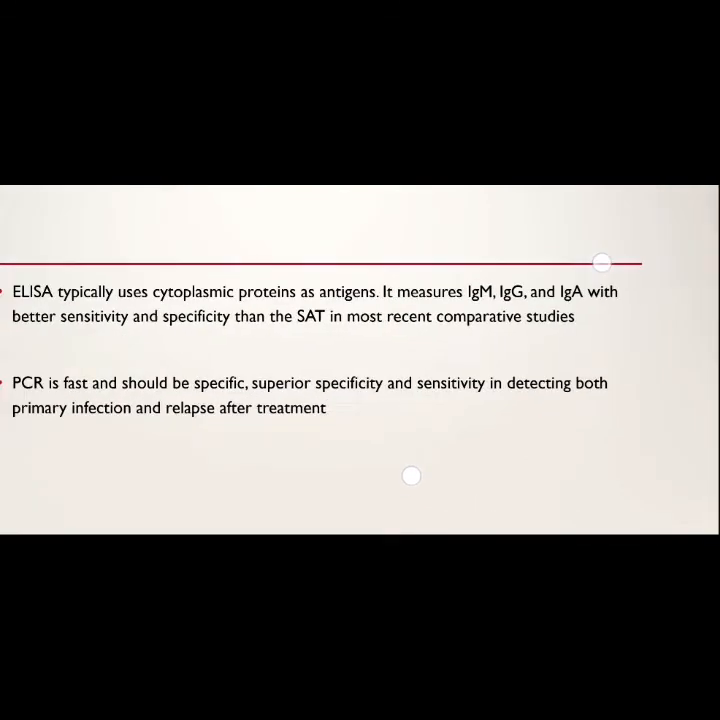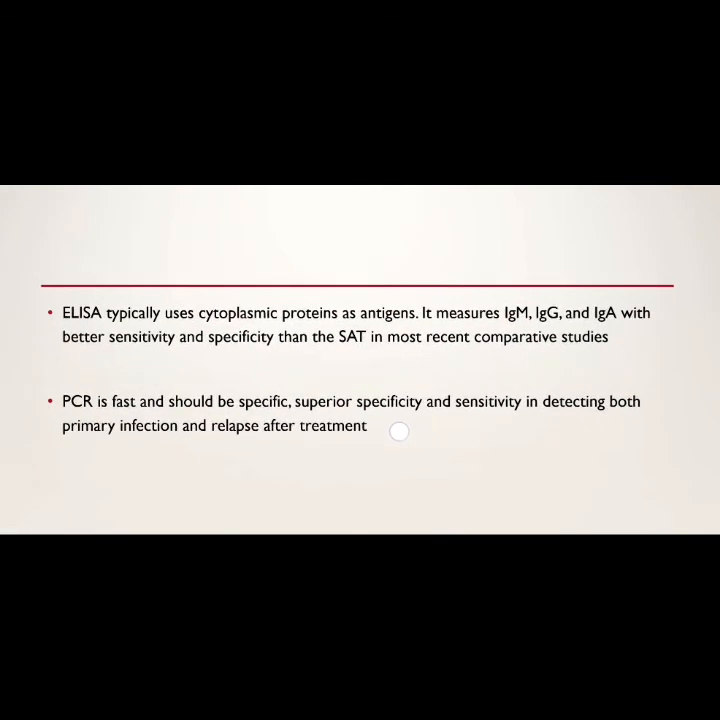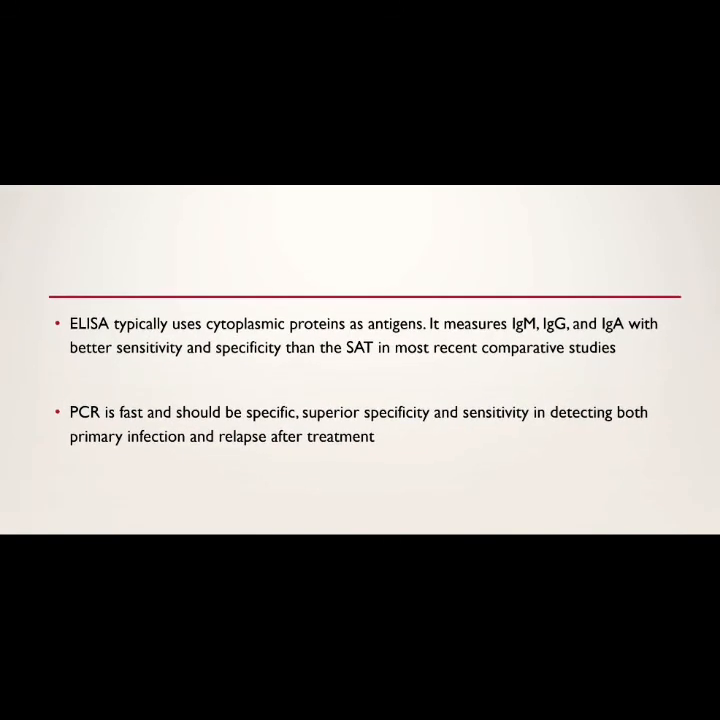ELISA typically uses cytoplasmic proteins as antigens. It measures immunoglobulin M, immunoglobulin G, and immunoglobulin A with better sensitivity and specificity than standard agglutination tests in most recent comparative studies. PCR, that is polymerase chain reaction, is fast and should be specific, with superior specificity and sensitivity in detecting both primary infection and relapse after treatment.